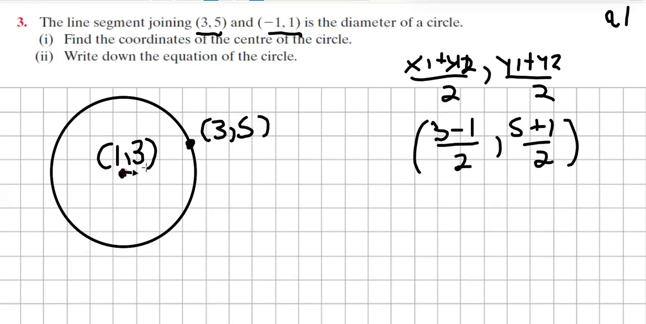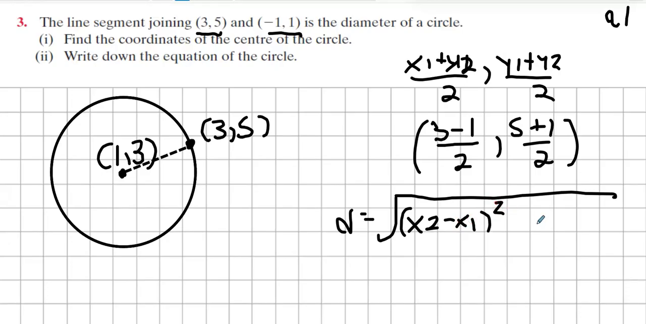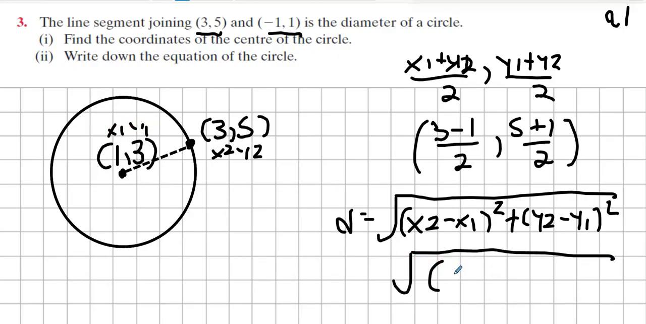Now, we can send 1, 3 up to 3, 5, can't we? And we can figure out the distance using the distance formula D. So the distance formula is x2 minus x1 squared plus y2 minus y1 squared. Happy enough with that? x2, y2, x1, y1. I think what we're going to get is 3 take away 1 is 2 squared, 5 take away 3 is also 2 squared, and we get root 8, otherwise known as 2 root 2. So the radius is 2 root 2.